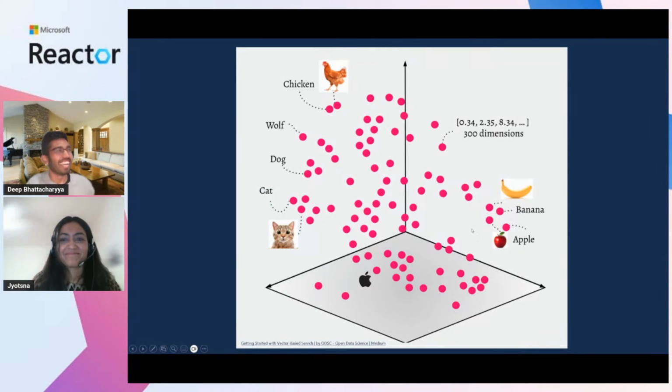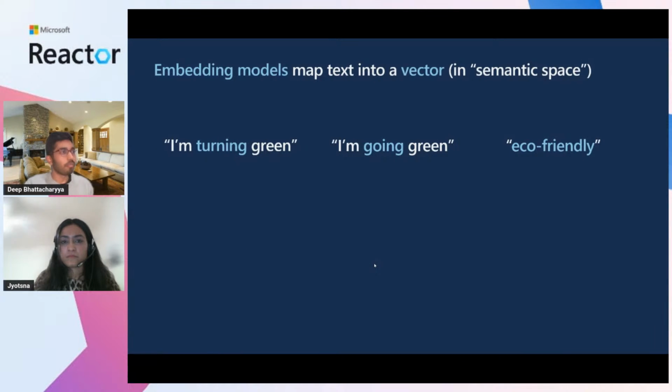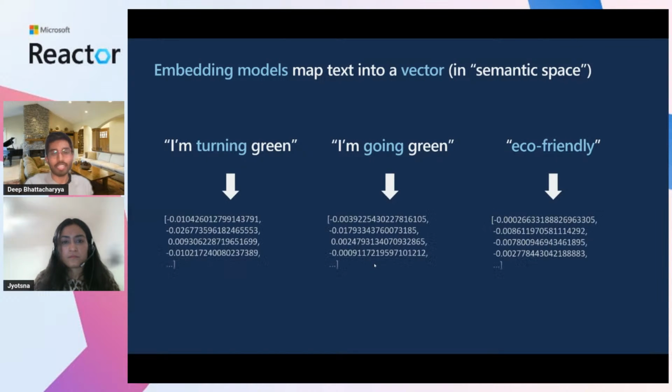But there are some fruits and vegetables over here. And then maybe you've got Apple the company down here, which is very different from Apple the fruit. So representing these in X-dimensional space, not just in three-dimensional space as we have here, can help a computer to determine, between I'm going green and I'm turning green, which one is more relevant to the word eco-friendly. So what happens if we do that mapping between I'm turning green, I'm going green, and eco-friendly?